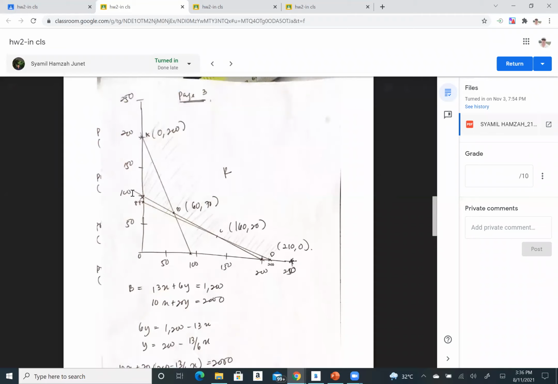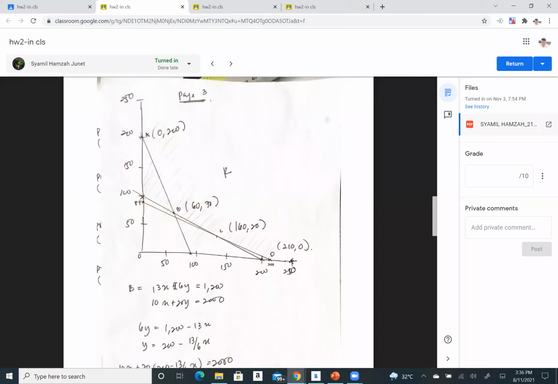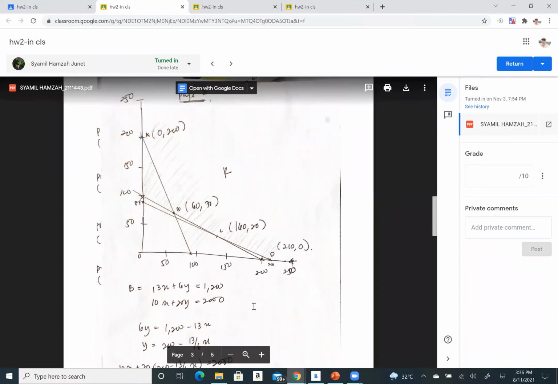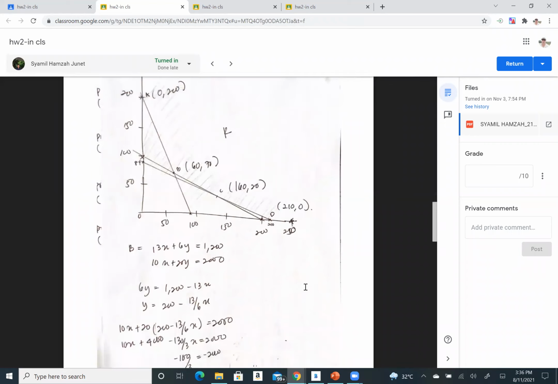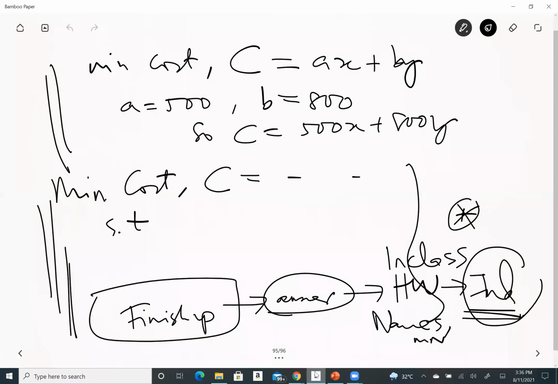Question number 1. This line here is number 2, so that when you come up with the problem to find that point, you don't mix up. We don't put in the wrong equation. So you have this system, 13x plus 6y. I will just write it down.